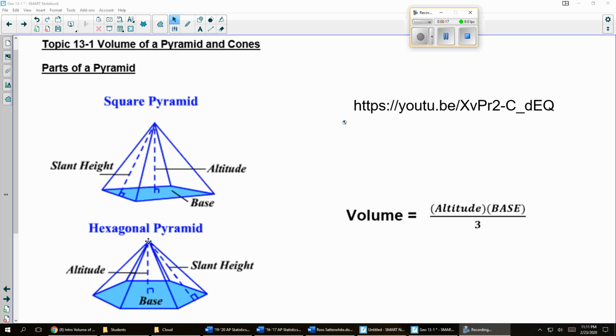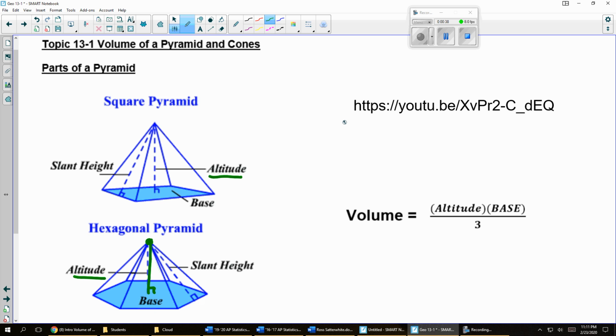Now if I draw from the tip point straight down to meeting a right angle with the base, that distance is called the altitude. It's from the top point straight down perpendicular to the base.